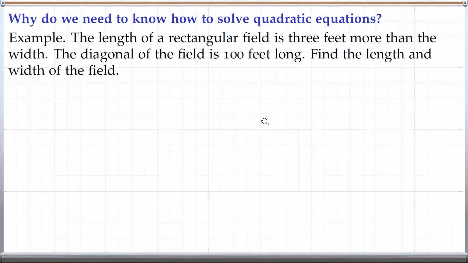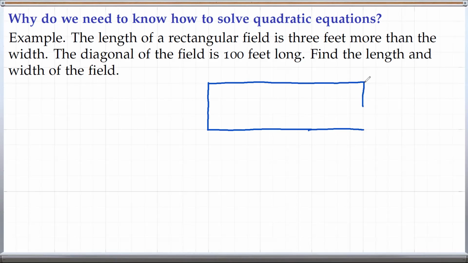Now, a deeper question is, why do we need to know how to solve these equations? Here is an example to demonstrate that. So we have a rectangular field that has length 3 feet more than the width, and the diagonal is given to be 100 feet. So we want to find the length and width of the field. So let's first draw the field. It's a rectangle like this one. So I can denote the width by x, because that is what we need to find. And it says the length is 3 feet more than the width. So the length must be 3 plus x.